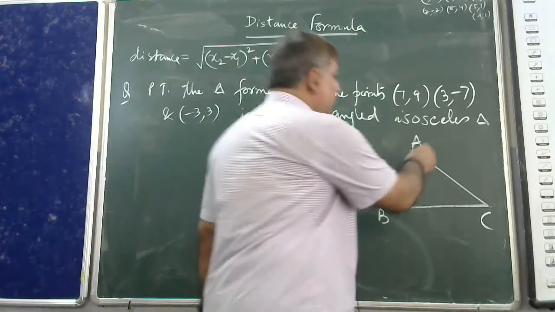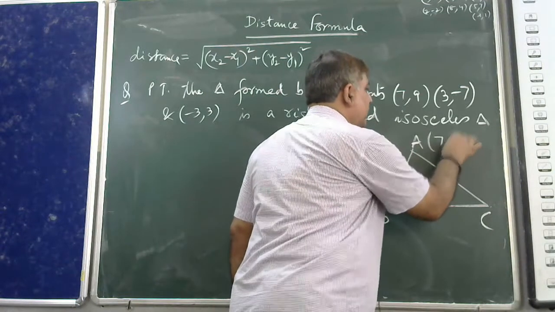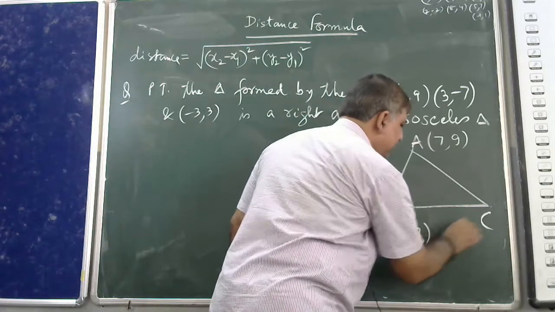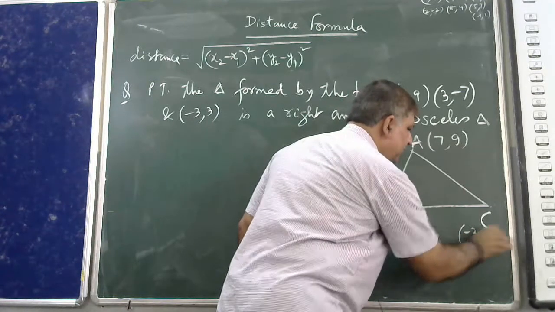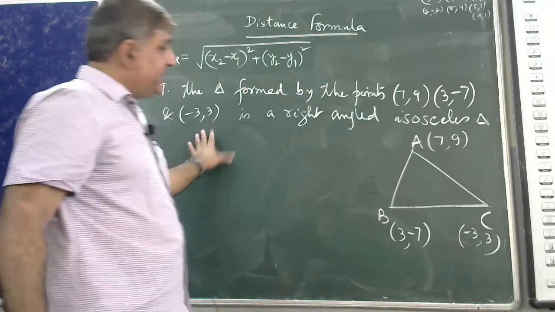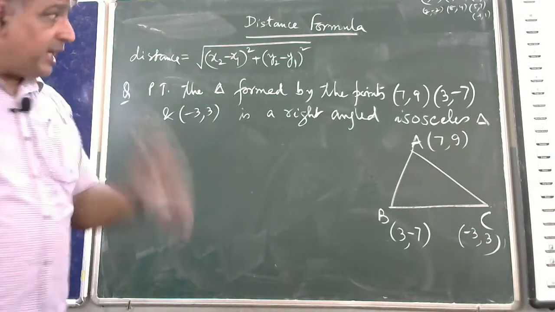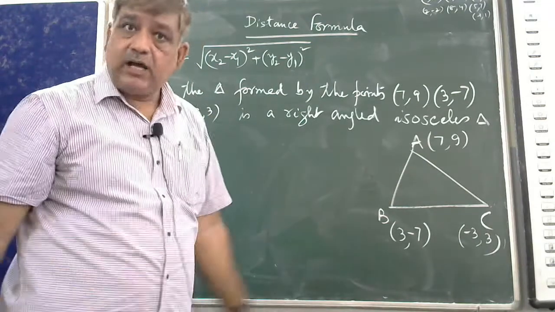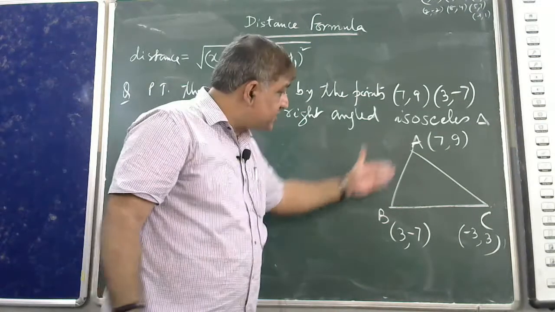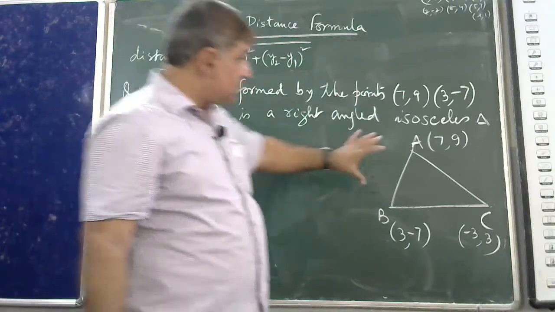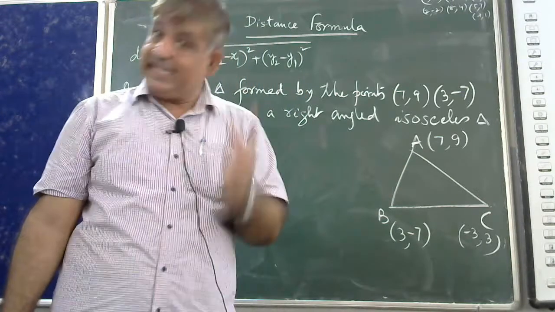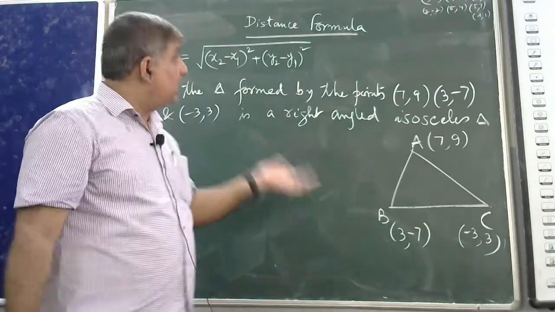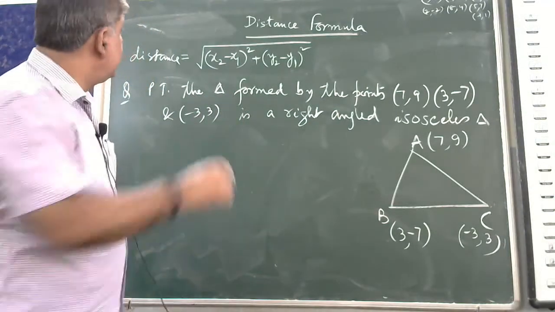the coordinates of points A, B, C here: 7, 9, then 3, -7, and then -3, 3. You can put -3, 3. By applying this distance formula, you are able to calculate the distances between A and B, and this distance between A and B will provide you the length of side AB of this triangle ABC. So now see how we have applied it.